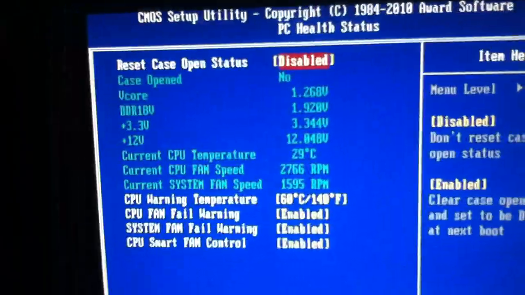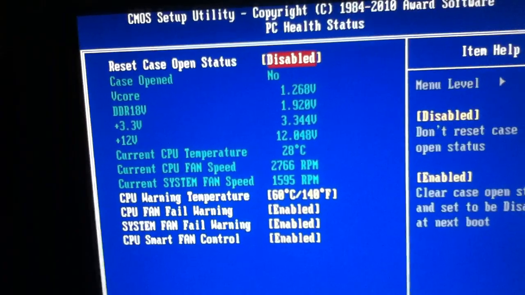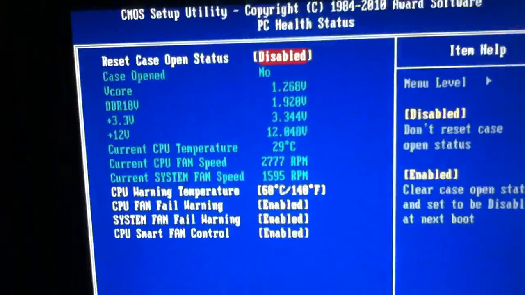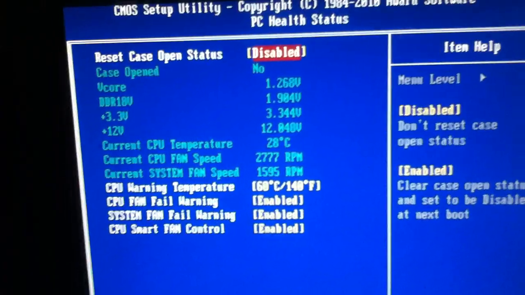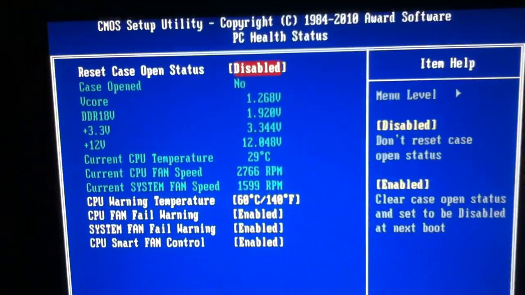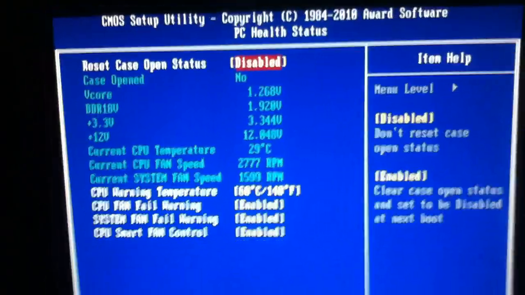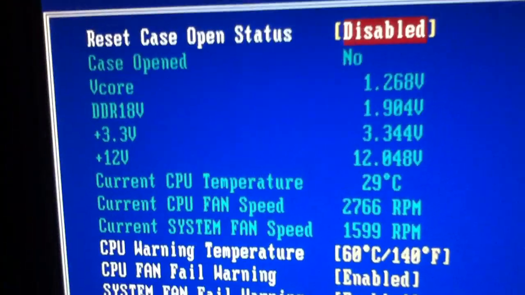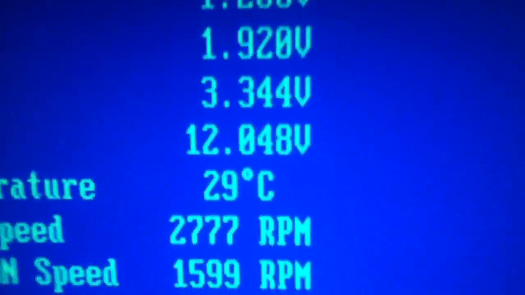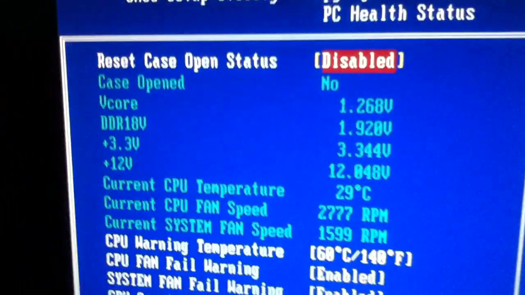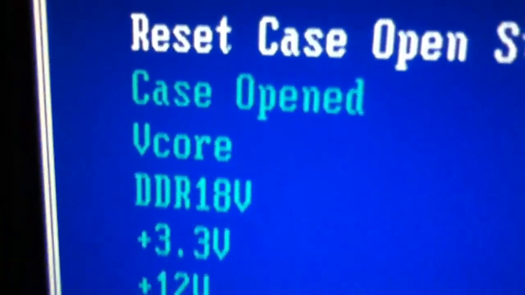The 3.3 volt, I think, needs to be well within 4% tolerance. It's either 4 or 10%, but I believe it's 4%. So you do 4% of 3.3, and that's how much it can fluctuate up or down. The 12 volt, I don't know what the tolerance is, but it's well within the specs and close to 12 volts there, so it's good.